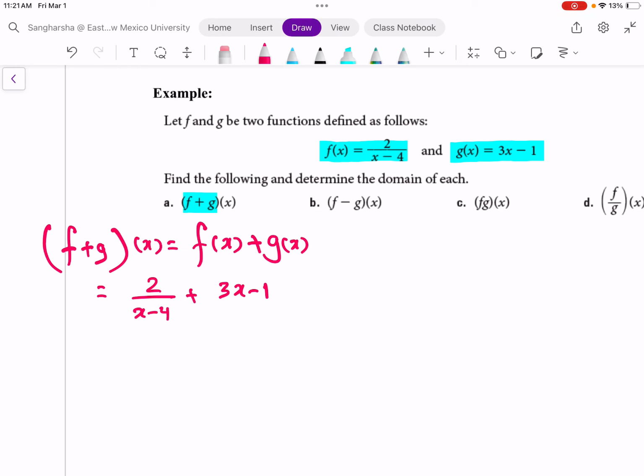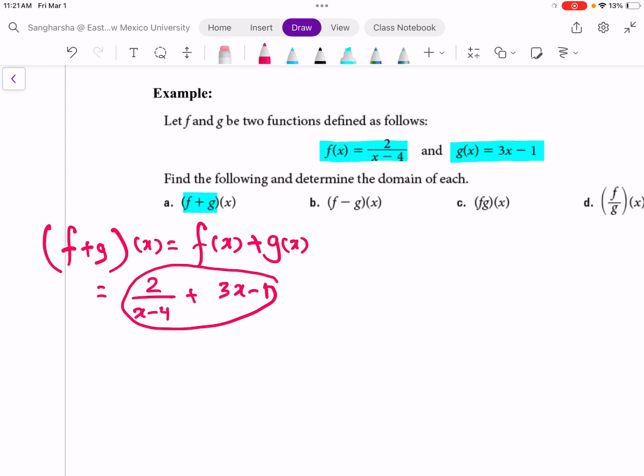Now here I don't want you to simplify. If you don't have a denominator, then just go ahead for simplifying. Look for the like terms, add the like terms. Okay, now here we don't have any like terms. Okay, so this is our final answer. So this is the final answer.